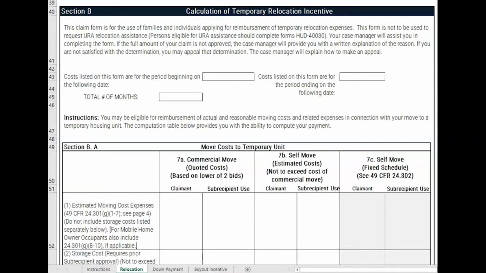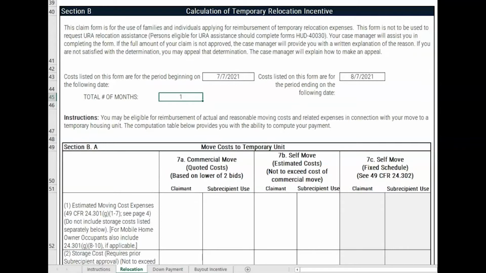On the top part of the section, applicants should input the period for which the costs will be or have been incurred. This should match or be less than the period of temporary relocation input in Section A. Then, applicants should list the total number of months that costs will be incurred in the time period above. Subrecipients can round up if the time frame is not an exact month.